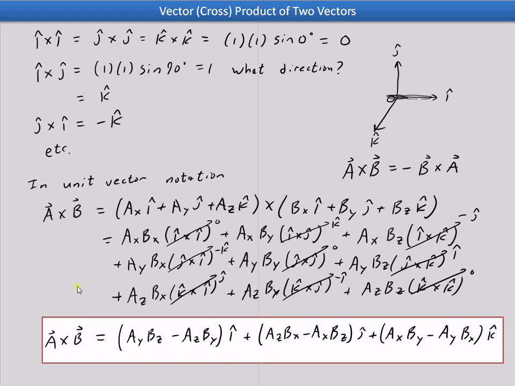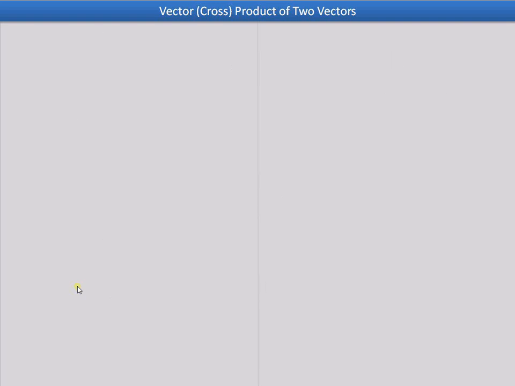Alright, now it's still kind of ugly. And unfortunately that's what cross products are like. There's no getting around that. There are some memory aids that we can try to help us remember. So if you've had linear algebra before, and you've seen determinants, that's one way to remember this. If you haven't had linear algebra, you're okay. In fact, this might be a quick way to learn determinants.